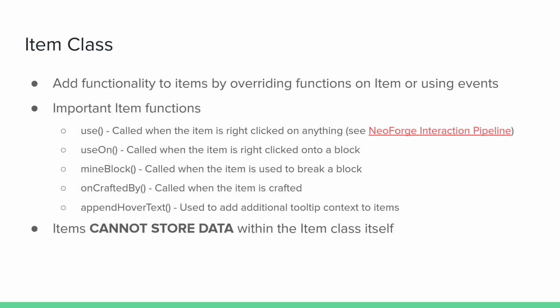And then appendHoverText. You can actually add text to show up in the box that pops up when you hover over an item. You can put extra text there. And here's the thing. The item class cannot store data. You cannot be like, oh, I'm going to have a counter that's how many times I use the item. If you just put a counter inside your item class, it's going to be shared between every single version of that item. Items cannot store data with the item class itself.